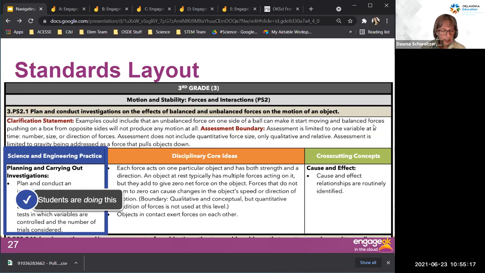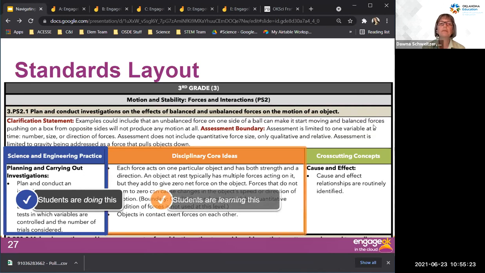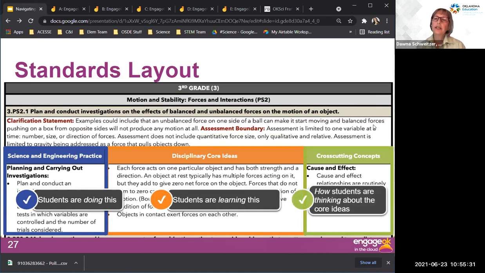Then the next thing is the science and engineering practice, and this is what your student should be doing. The disciplinary core idea is the topical matter that the student should be learning. And then the last area is the cross-cutting concept, how students are thinking about the core ideas.